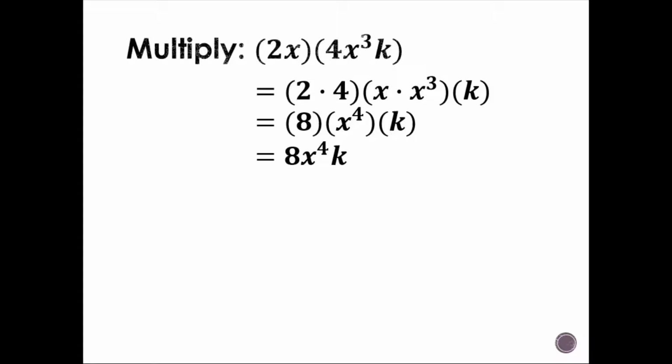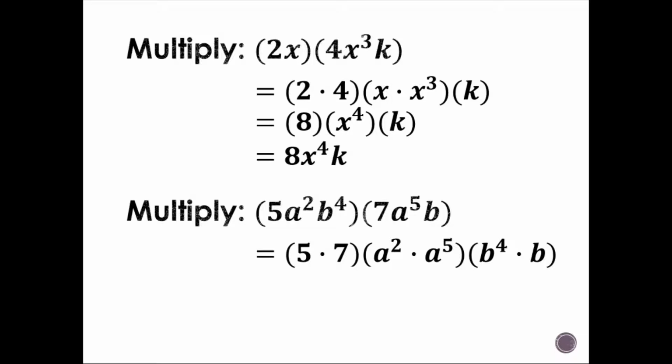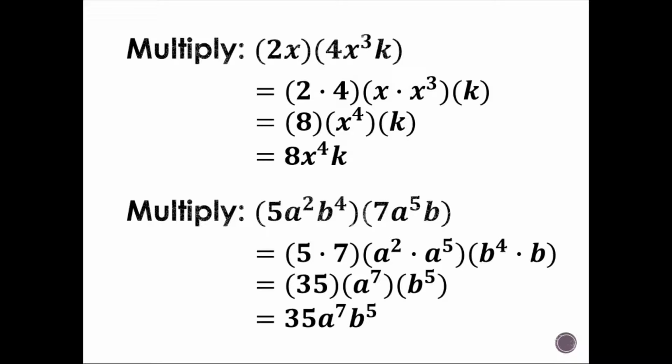And another example, let's multiply 5a squared b to the 4th power by 7a to the 5th power b. Multiplying 5 by 7, a squared by a to the 5th power, b to the 4th power by b. 5 times 7 equals 35. a squared times a to the 5th power equals a to the 7th power using product of powers. b to the 4th times b is b to the 5th power, also using product of powers. So the final product of those two monomials is 35a to the 7th power b to the 5th power.